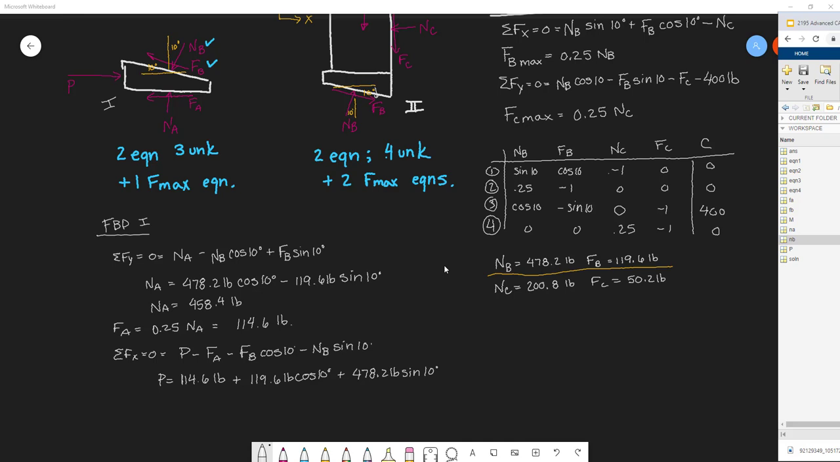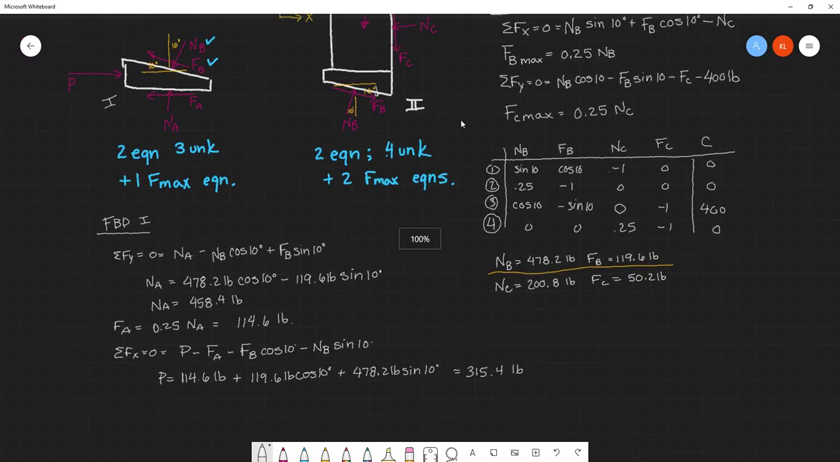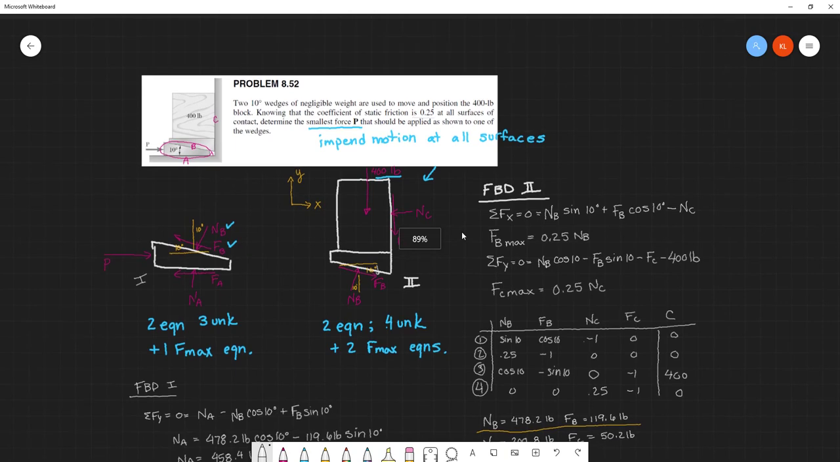So P here has to equal 315.4 pounds. It's a little bit less than the 400 pounds, but it's probably easier for us to push sideways than it is to lift straight up. So it's a little bit of a reduction in the total amount of force to move it. But ultimately it's an easier direction to push.